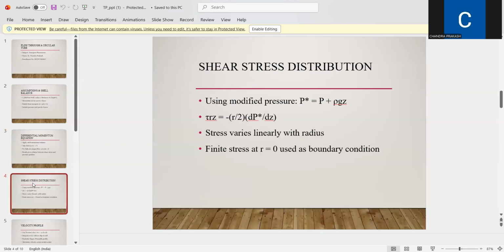Then shear stress distribution. Next, we find how shear stress varies inside the pipe. We define modified pressure: P star is equal to P plus rho into g into z. The final result shows that shear stress varies linearly with radius. At the center, stress is finite and it increases towards the wall.